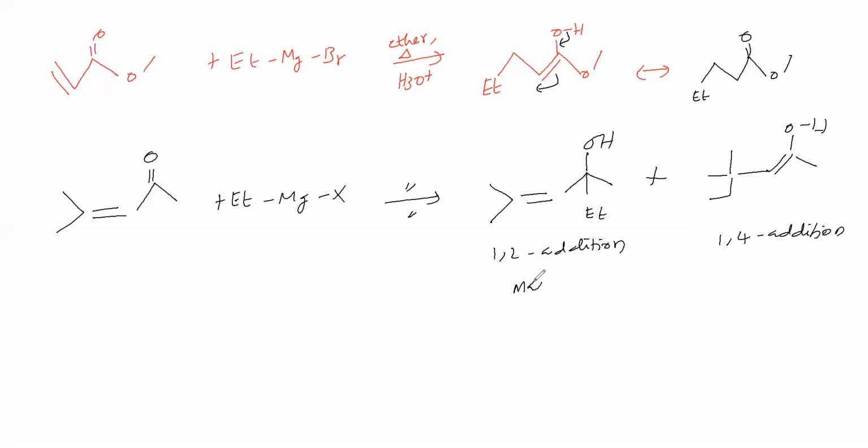Now in this case, the 1,2 addition product is major. Why is the 1,2 addition product major? Because in 1,4 addition, this carbon becomes a tertiary carbon. Tertiary means steric hindrance will be more. Therefore, 1,2 addition is the major product, we can say.